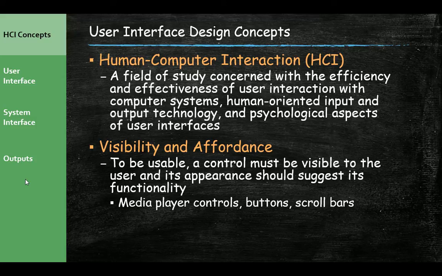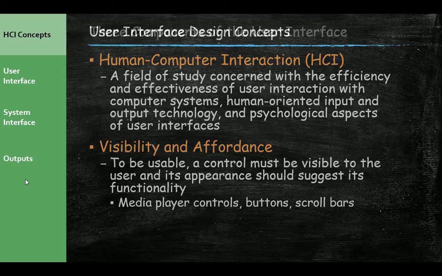It's pretty obvious that a scroll bar allows you to scroll up and down because you've got the arrows on the top and the bottom, and you've got that little box that shows you where you are in the document. You can click and drag it to go through the document. So all of that is about visibility and affordance, and are examples of that.